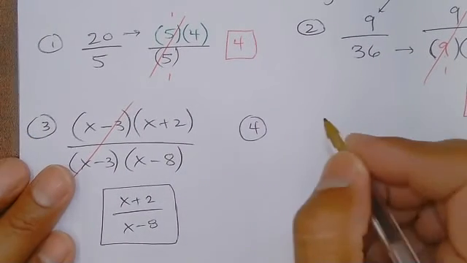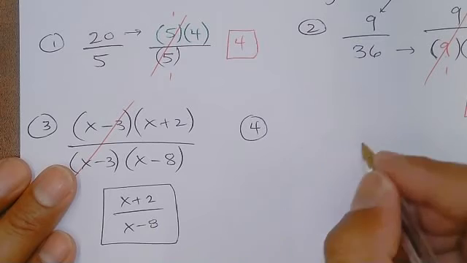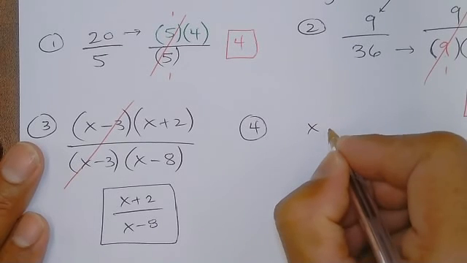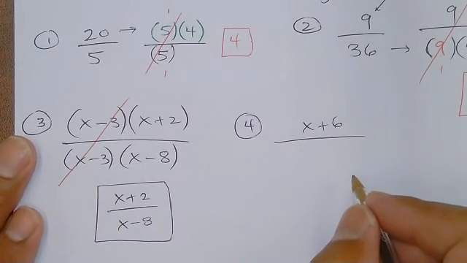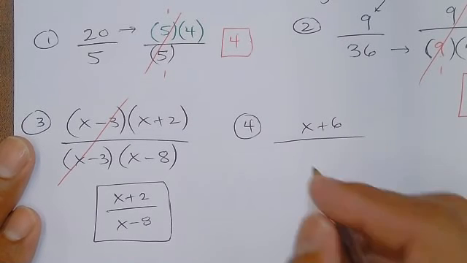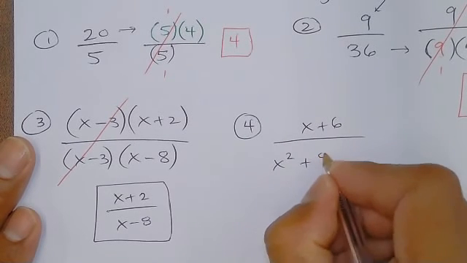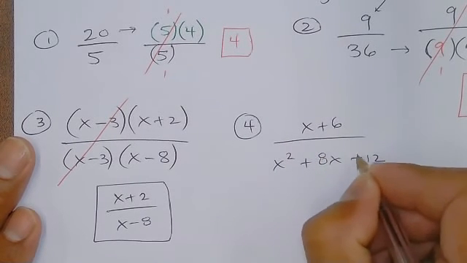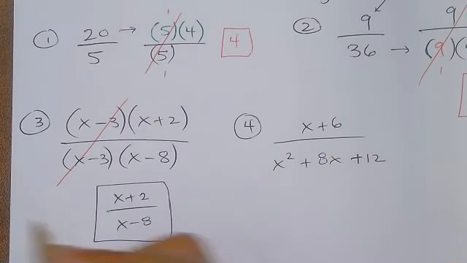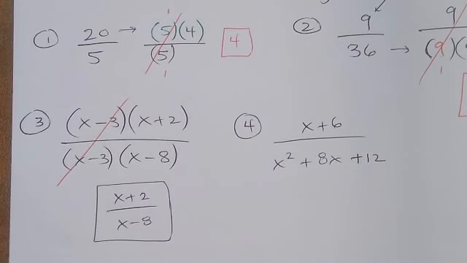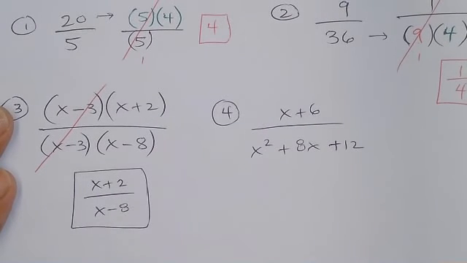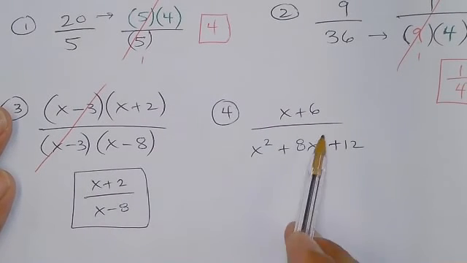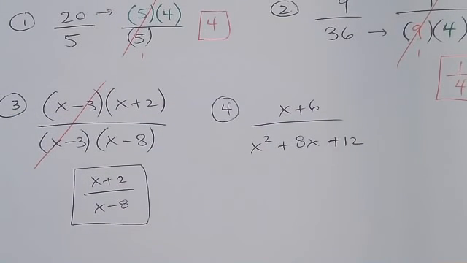So now let's look at some of these problems, right? Like number 4 here. And what if you have something like x plus 6 over, and then you're going to have something like x squared plus 8x plus 12. Right? So, well, the ones that you're going to see in the beginning, I'm telling you.